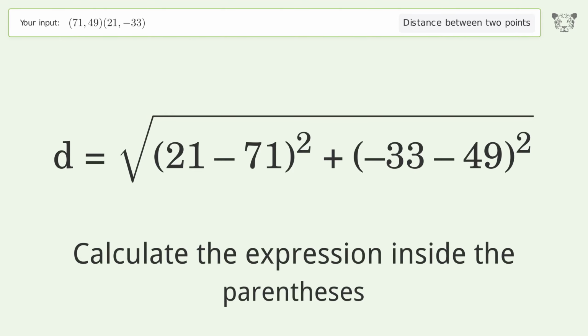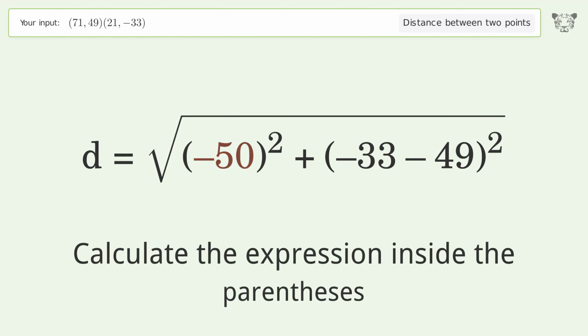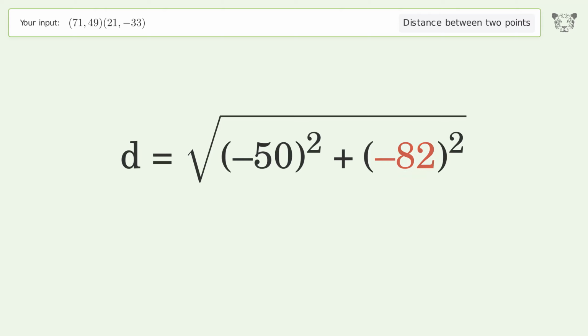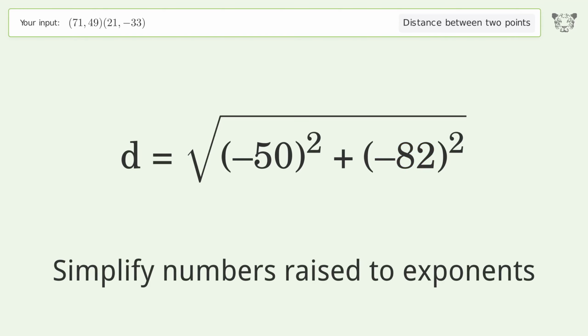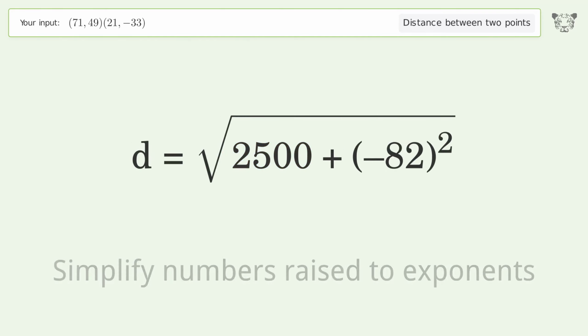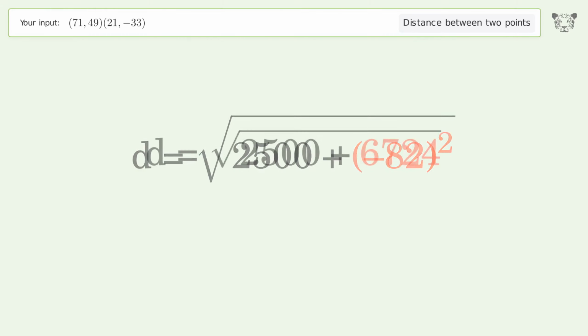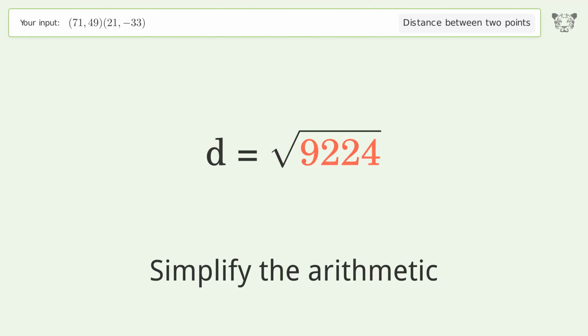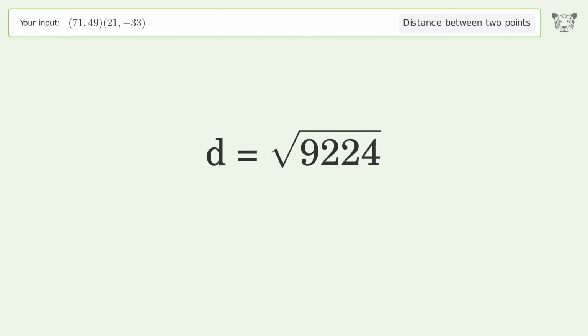Calculate the expression inside the parentheses. Simplify numbers raised to exponents. Simplify the arithmetic. And so the distance between the 2 points is the square root of 9,224, or 96.042.